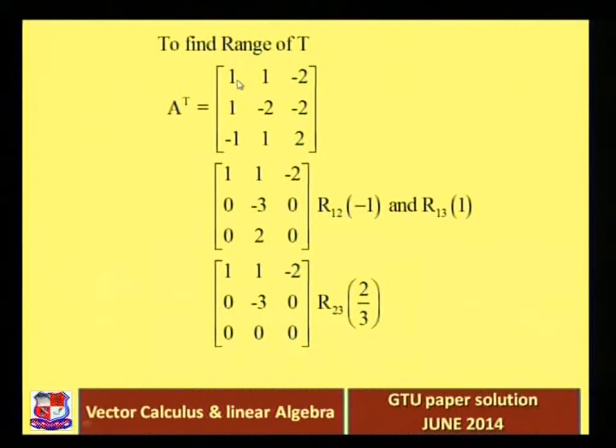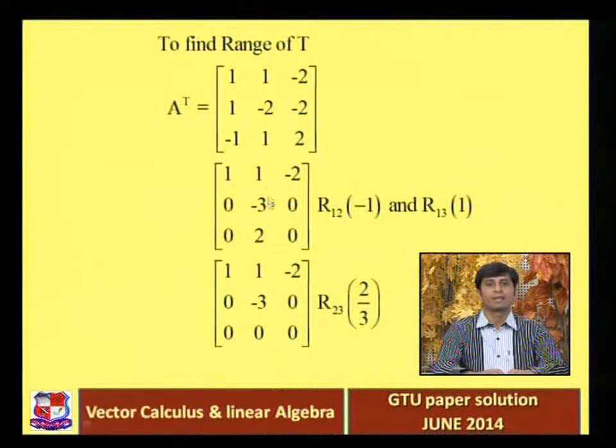Okay, so to find the range of T, this is our A transpose, right? And now we are converting this matrix into a row echelon form matrix. For 1 1 minus 2, we multiply the first row with minus 1 and add it into the second row, and multiply the first row with 1 and add it into the third row. The first row stays as it is, the second row becomes 0, 1 minus 1 is 0, minus 2 minus 1 is minus 3, and then minus 2 plus 2 is 0. Then 1 plus 1 is 2, 2 plus 2, and 2 minus 2 is 0.